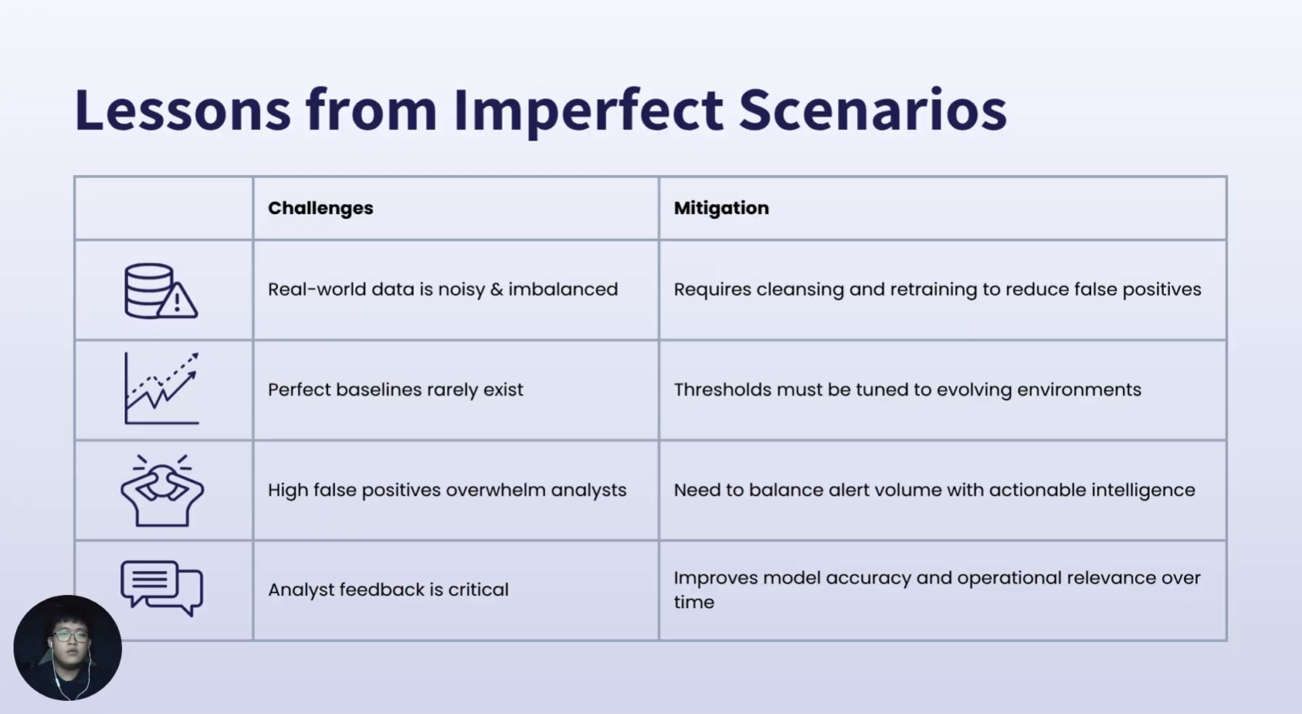This means anomaly detection models have to work in less than ideal conditions. For example, even with Isolation Forest performing well, if the data coming in is incomplete, the quality of detection drops dramatically. The second lesson is that alert fatigue is a real operational risk. If a model generates too many false positives, analysts stop trusting it. And that's dangerous because they might miss a real attack buried in the noise.